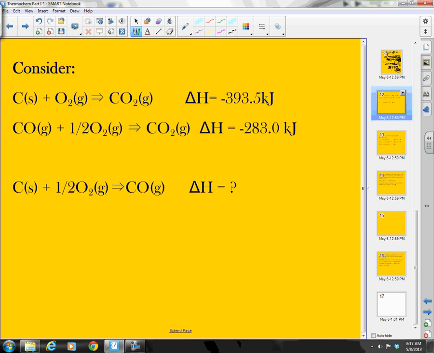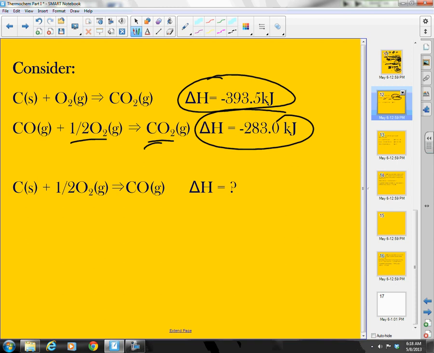And we want to go farther now today with that concept. So let's look at this. Consider carbon plus oxygen going to form carbon dioxide. Okay, and I have some information here about the heat of reaction. And I have carbon monoxide reacting with some oxygen, and it'll form carbon dioxide. And I have another heat of reaction. Now the question is, what do I have for a heat of reaction when carbon reacts with oxygen to make carbon monoxide?